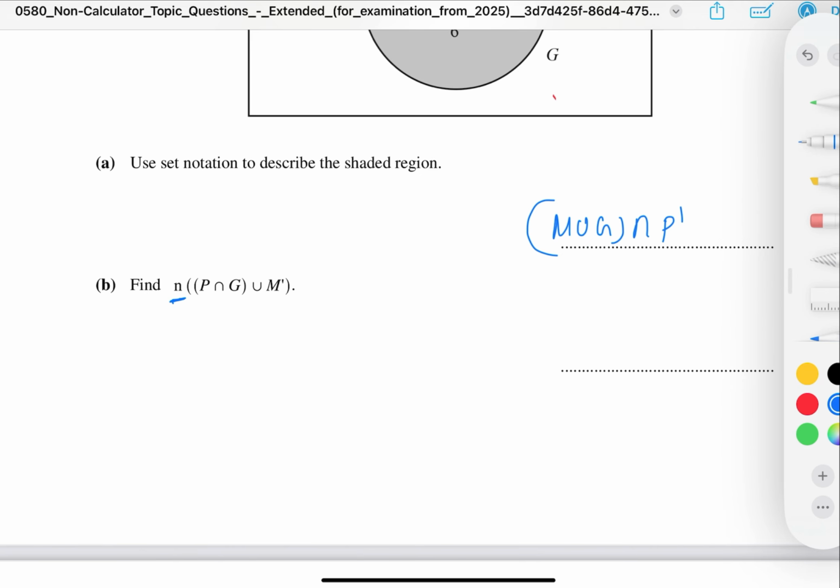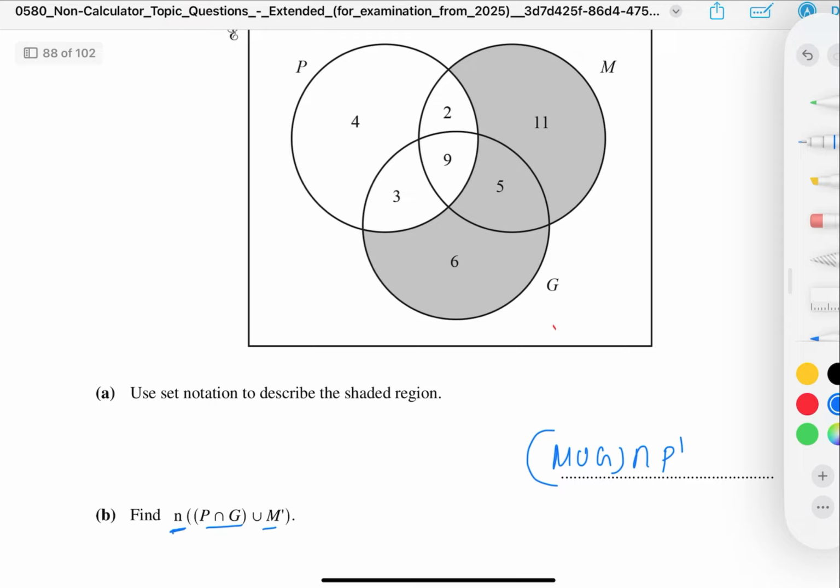Find the number. P intersection G union M naught. Oh my God. How can we answer this? Sit calmly. Take a sip of water if you can and watch it. Pick up your pen now. Okay, so let's go. P intersection G. First, I will use horizontal lines for P intersection G. So P intersection G is somewhere here. Am I doing it correctly? Yes, sir, you are doing it correctly. I'm using horizontal lines here.